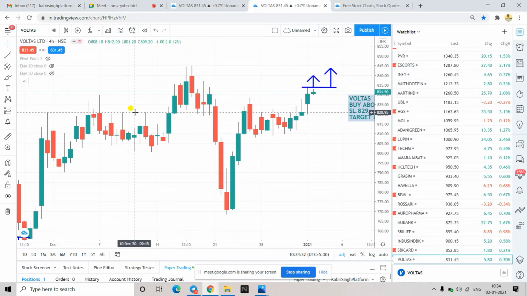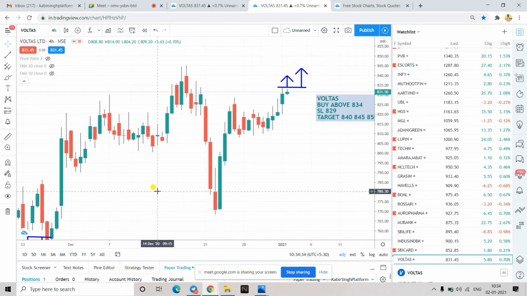Any particular stock name which you guys want me to go through? Halt pattern means block pattern? No, no, block, halt is a different pattern. Once see the recording, and if you still don't understand, in the next session do ask.